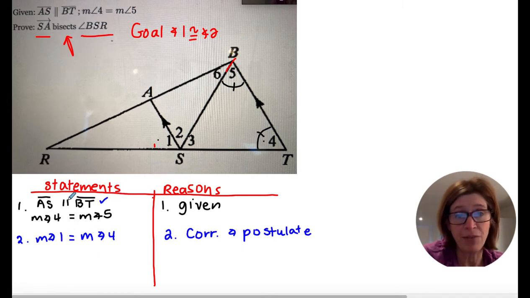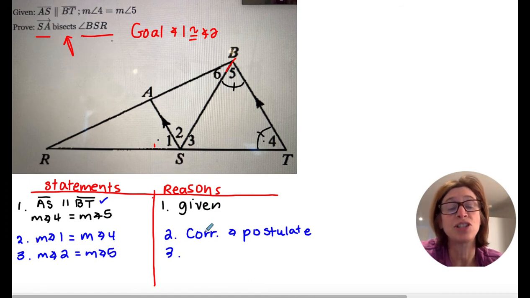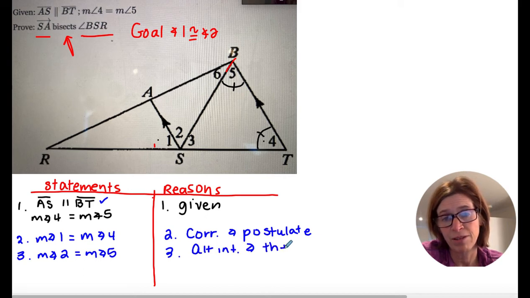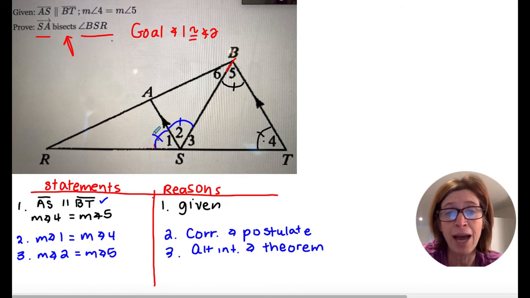I have another thing I can get from those parallel lines, and that is that the measure of angle 2 equals the measure of angle 5. Okay, now that's a different postulate or theorem, right? Those are alternate interior angles, and yesterday I proved to you that they would be equal because of the alternate interior angle theorem. The alternate interior angle theorem says that if 2 parallel lines are cut by a transversal, then alternate interior angles are congruent. So now I can see that 1 equals 4 and 2 equals 5.